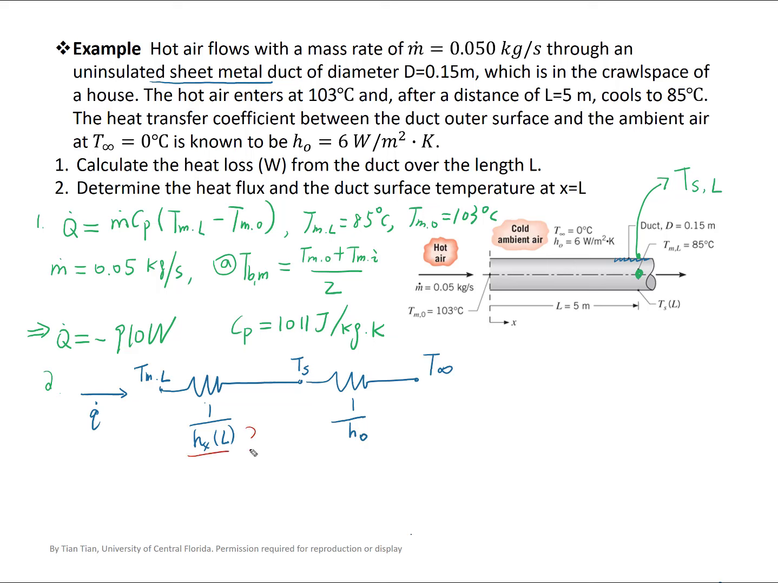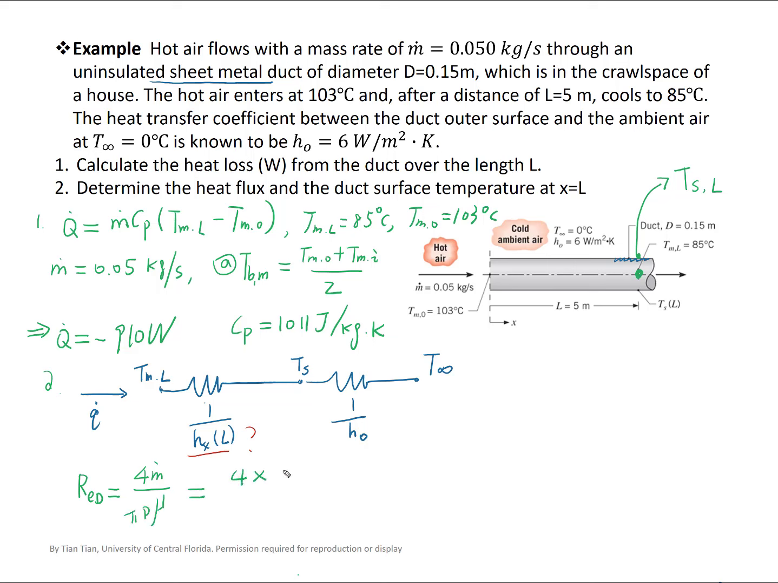We had several correlations in chapter 8. Which one should we use here? Remember, we need to check if it's laminar flow or turbulent flow. We also need to check if it's in the entrance region or fully developed region. First, let's calculate Reynolds number to determine if it's laminar or turbulent flow. Mass flow rate is provided in this question. So let's express Reynolds number in terms of mass flow rate.